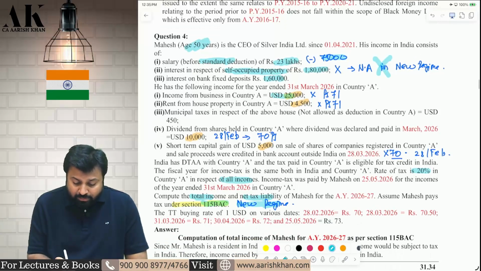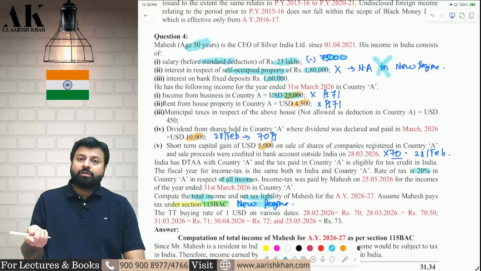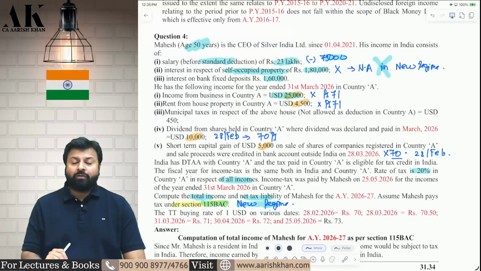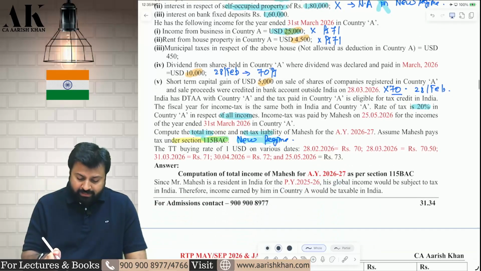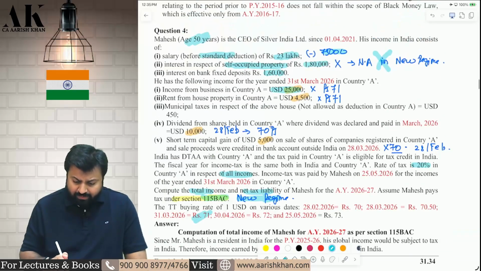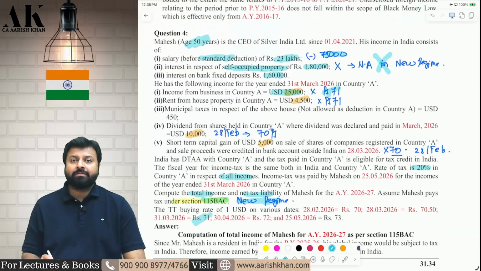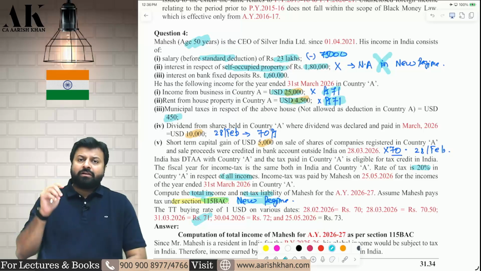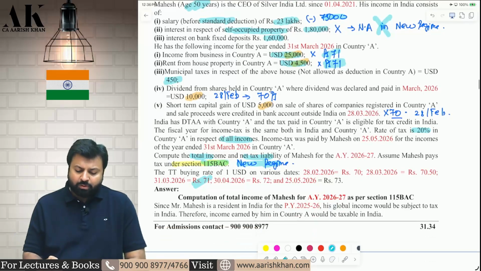Income from business is $25,000. How will you convert this $25,000 into rupees? You will convert this as per rule 115. What does rule 115 say? You have to take the TTBR on the last day of the financial year. What is the TTBR on the last day of the financial year? It is 71. So you have to convert this as per 71. So multiply this by 71. Similarly, income from house property, 4,500 minus 450, that also you will convert as per the last day of the financial year TTBR as per rule 115.